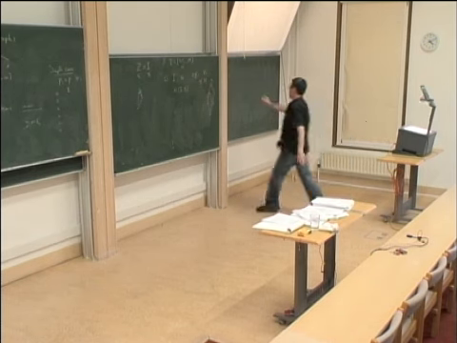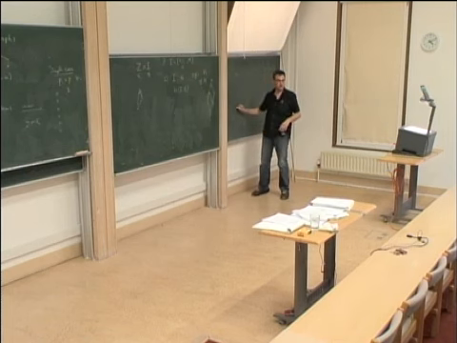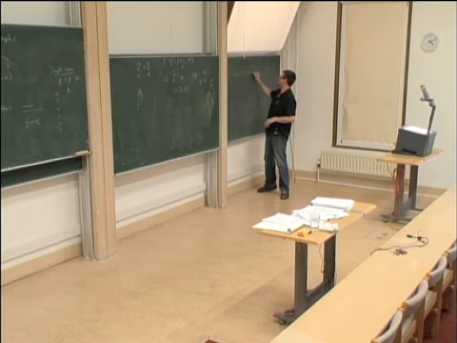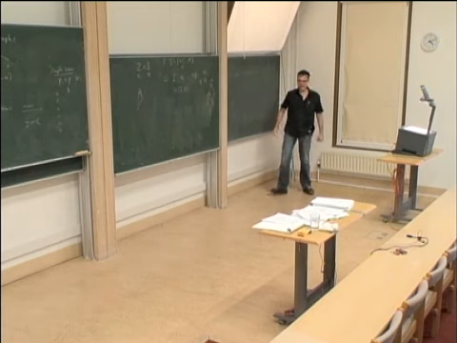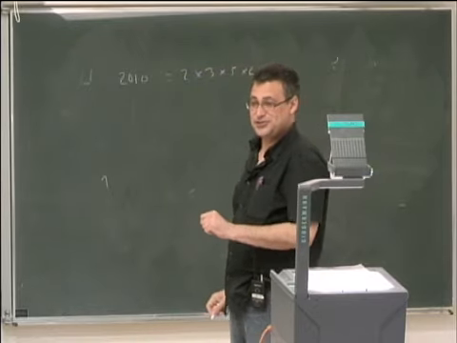If you take 2010, for instance, you can find all the divisors. 2010 is 2 times 3 times 5 times 67, right?